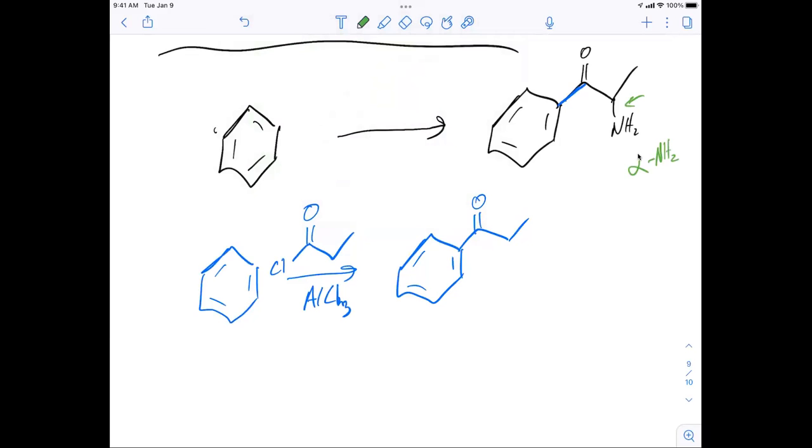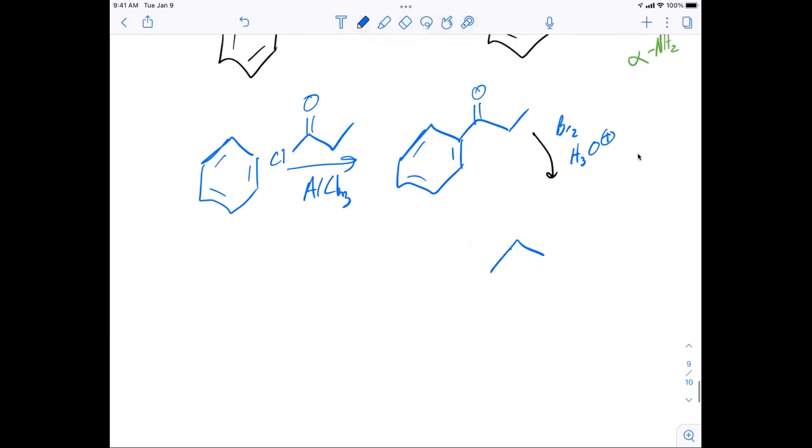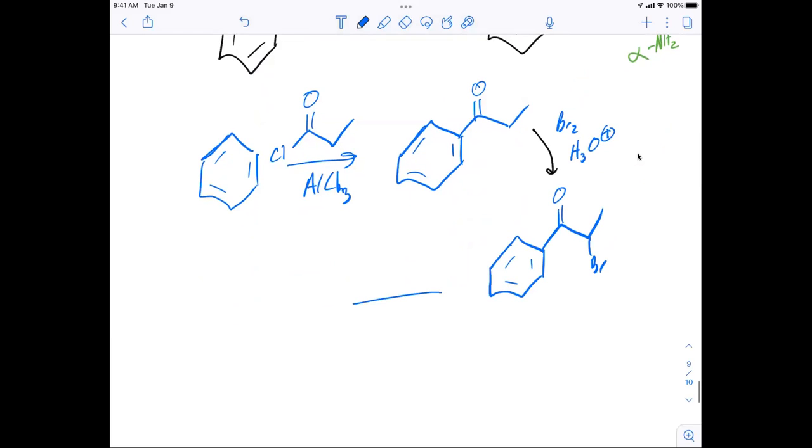Do we know of a way to add an alpha amine? No. Do we know how to add an alpha halide? Yes. So at this point, we need to add an alpha halide. We only have one alpha position, so therefore, Br2 in mild acid. That adds the bromine. Once we have the bromide, we just need a nucleophilic substitution. So add the amine. It's a good nucleophile.